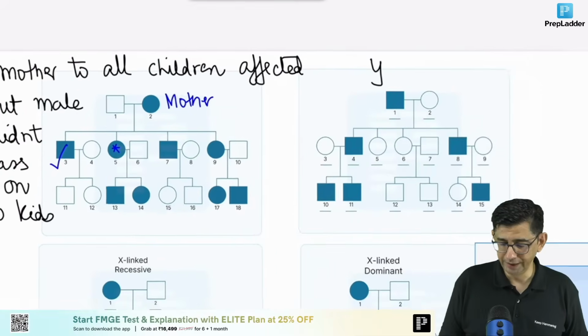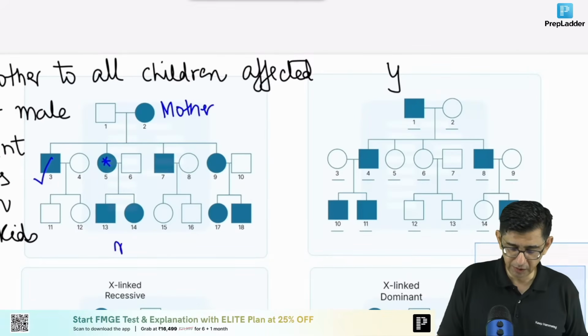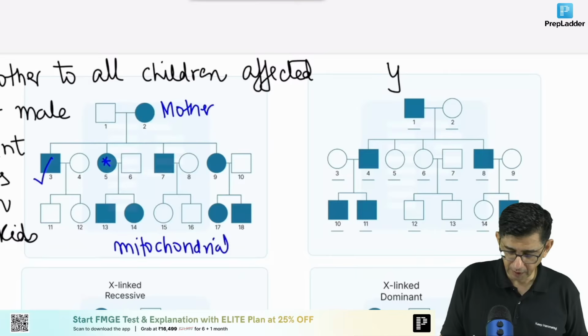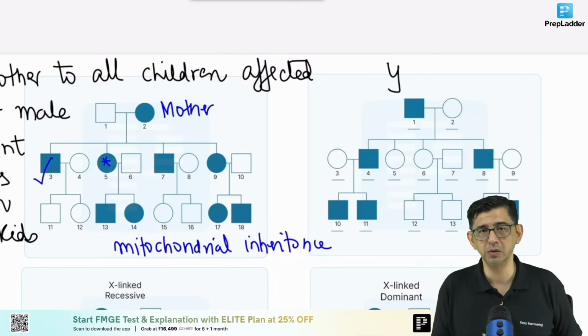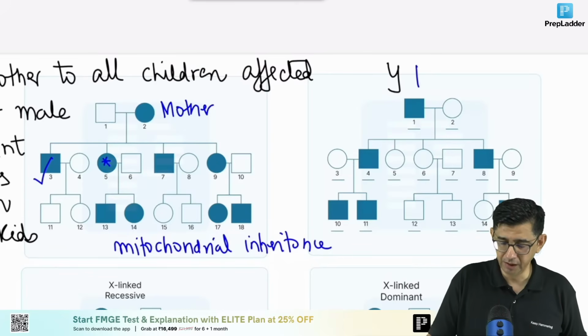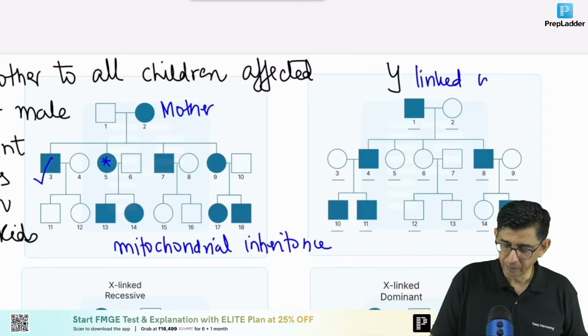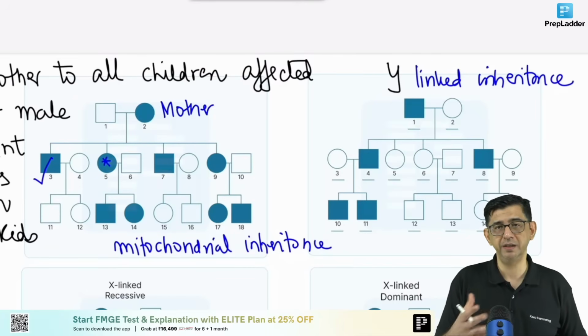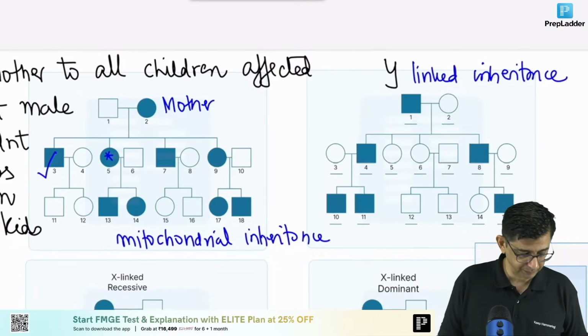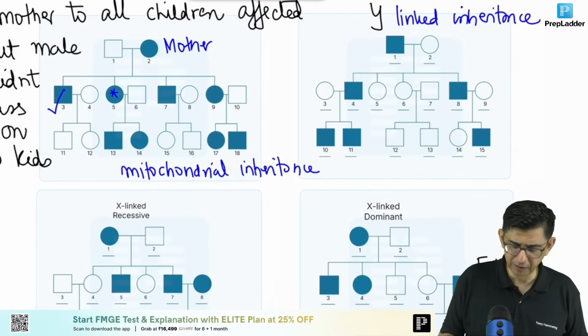So two line diagrams which are usually asked, one is mitochondrial and second is the Y chromosome inheritance. He has become bored by asking about X-linked recessive and X-linked dominant. That is pretty straightforward. I'll show you those also, but mitochondrial inheritance and Y-linked inheritance is what he is going on at this particular junction when he's asking you questions. Yes, mother to all and father to none.